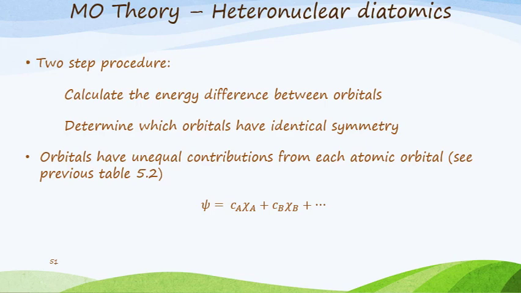With heteronuclear diatomics, you need to remember that orbitals are going to have unequal contributions from each atomic orbital. Remember with homonuclear, the energy levels of the atomic orbitals were placed at equal energy, and then we decided where the molecular orbitals went from there. In this case, we have to go with the orbital energies and make decisions from there. Essentially the wave function is going to be a linear combination of the atomic orbitals, but the energy contributions are going to be very different.